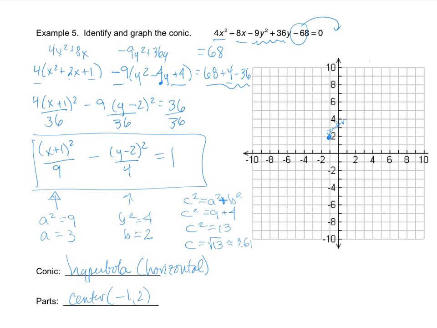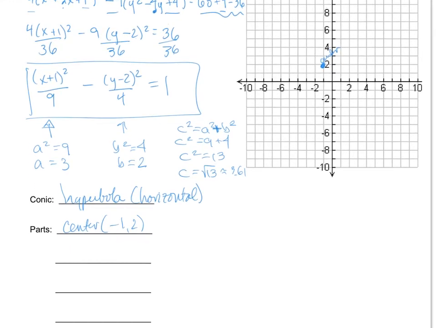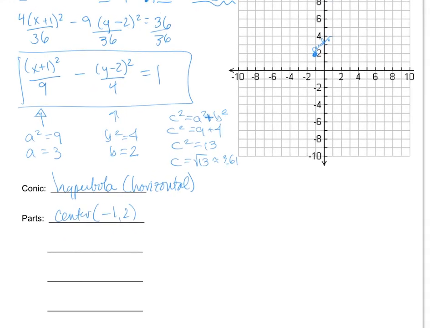Now, where am I going from my center? Well, I'm going to use my a value and my b value, and I'm going to go ahead and count from my center. So, if I look at a, a is 3. So that is my distance from my center to my vertex. Since it's horizontally oriented, I'm going to go to the right 3, get a vertex, go to the left 3, get another vertex. So what are my vertices? Those points are 2, 2, and negative 4, 2.